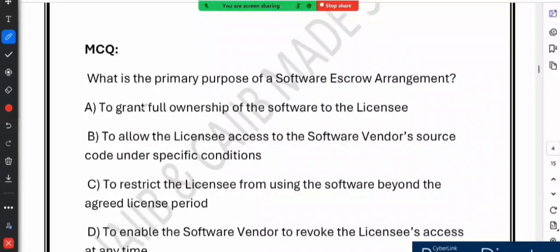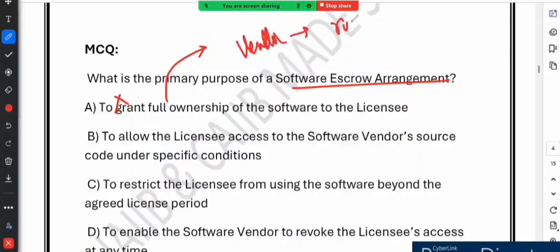Let's go through the first option. It says to grant full ownership of the software to the licensee. This is incorrect. Why is this incorrect? Because in a software escrow arrangement, the licensee does not get the full ownership of the software. The vendor still has the right.